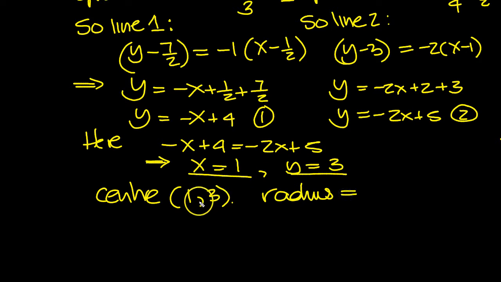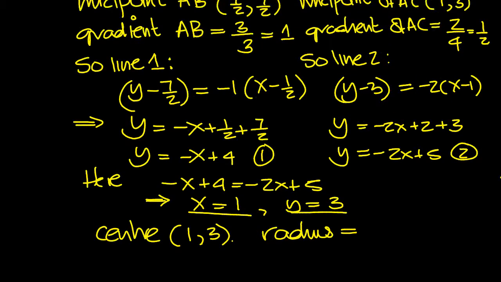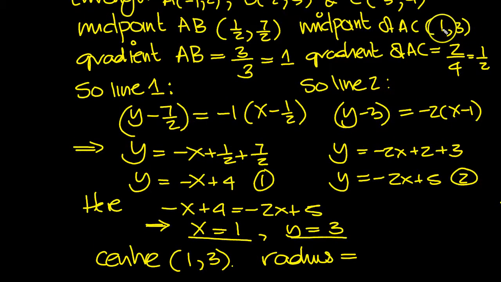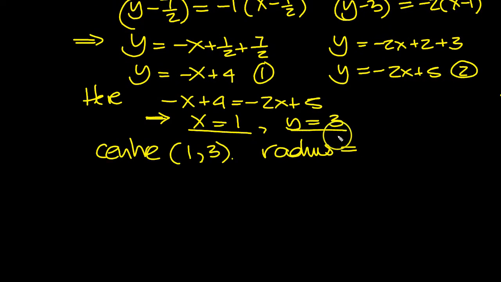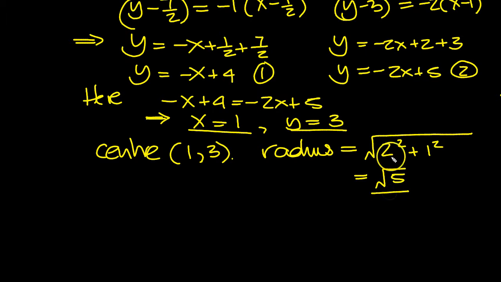Now the radius, well, it would be the distance from this coordinate to any of the points on the edge of the circle, and we could choose a convenient point. Let's take the point 3, 4. So radius would be the square root. The difference in the x's is 2, so that's 2 squared. The difference in the y's is 1, so that's 1 squared. So the radius is 4 plus 1 is 5, so that's root 5.